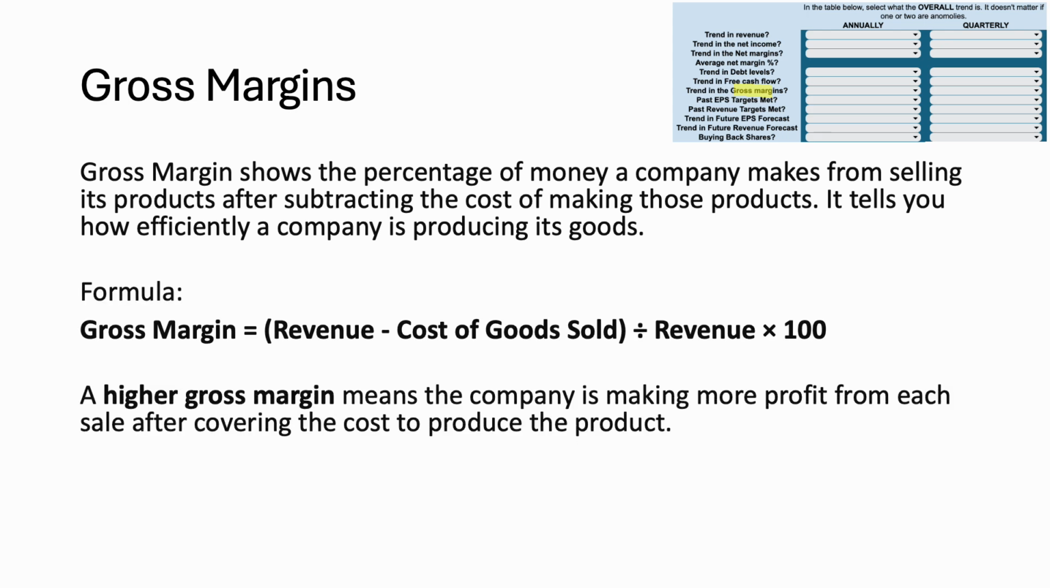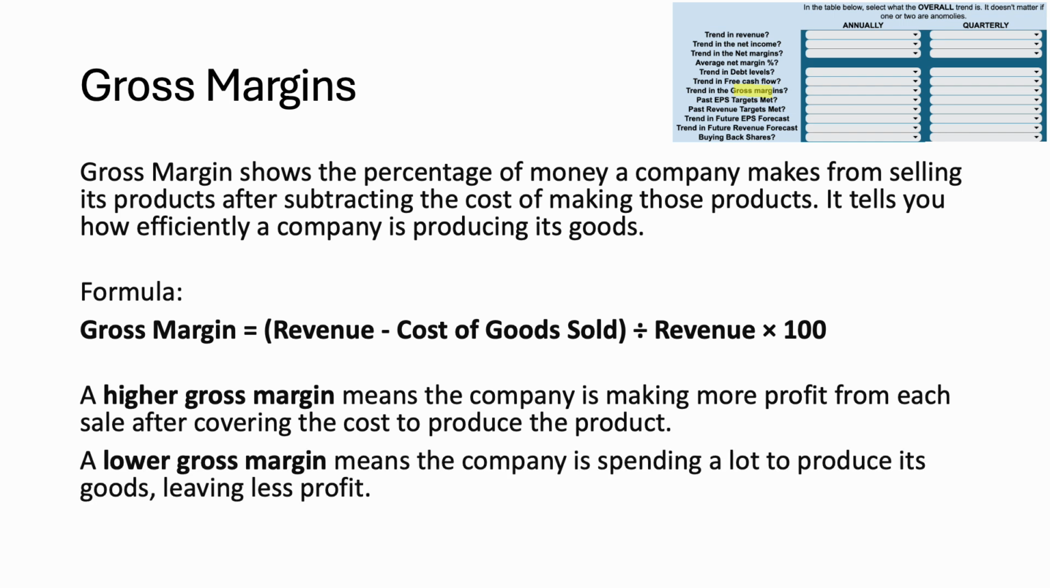A higher gross margin means that the company is making more profit from each sale. But a lower gross margin means that the company is spending a lot to produce its goods, leaving less profit.